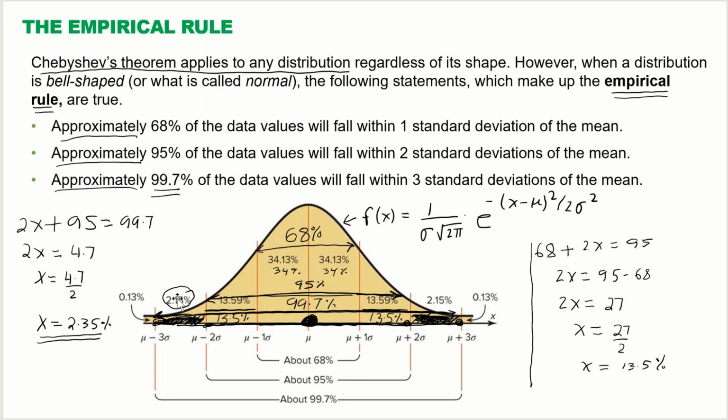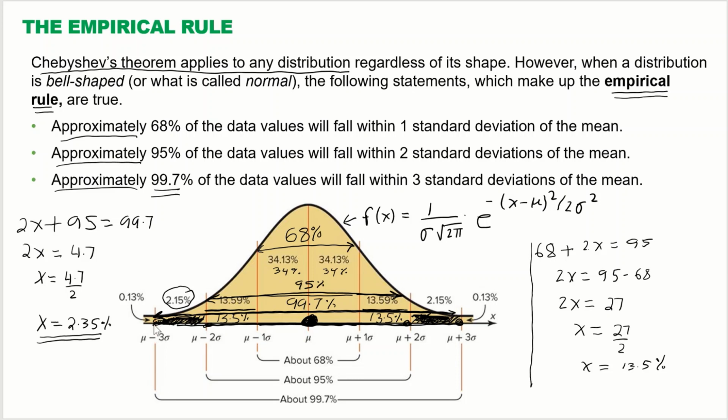So if you want to find this value here, we know from here to here, it is 95. Then these equal areas, you can say 2x, will give you the total area within 3 standard deviation, 99.7. By solving that equation, we get 2.35. So the amount of data that lies here is approximately 2.35.